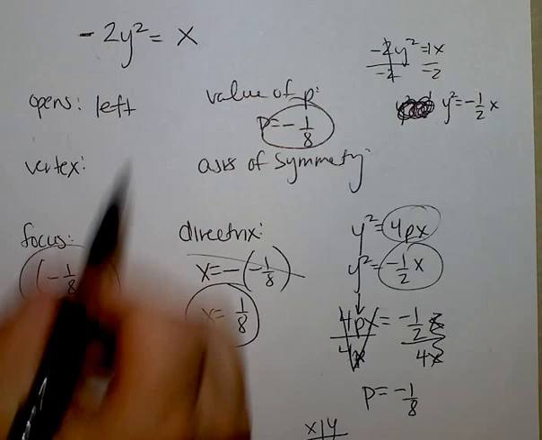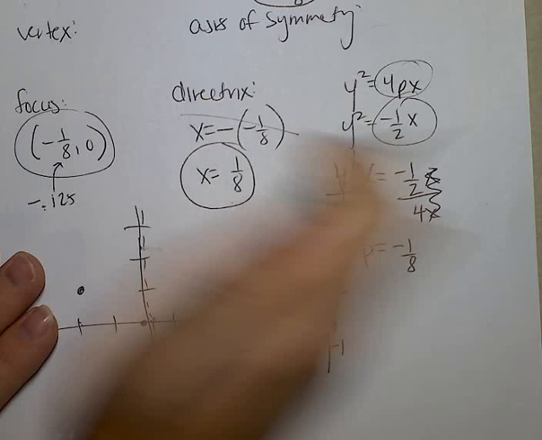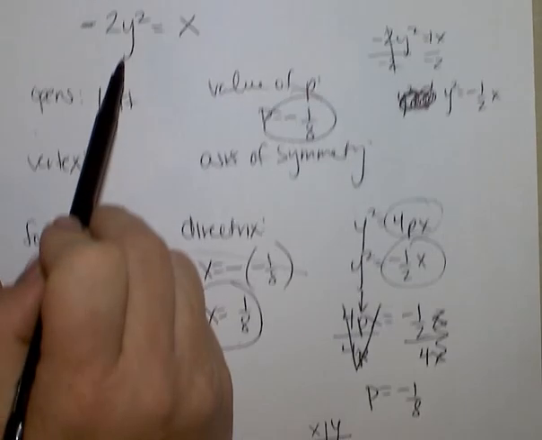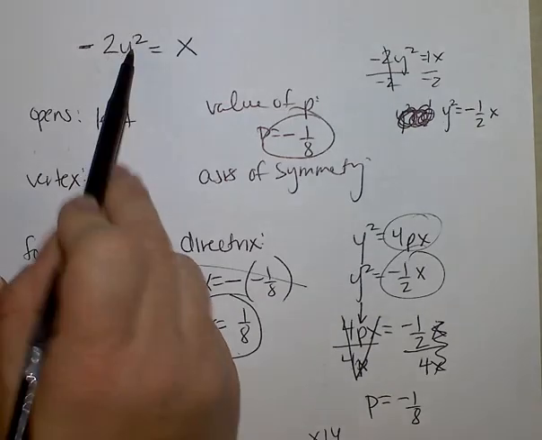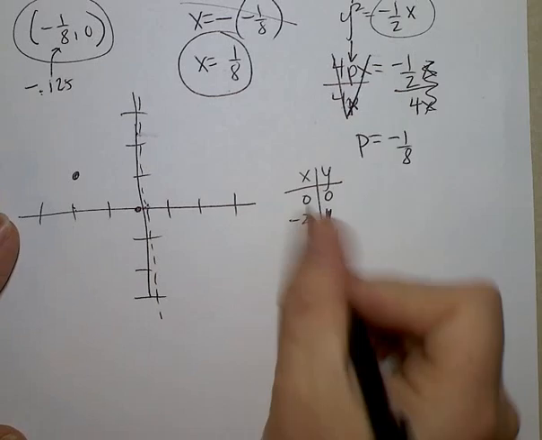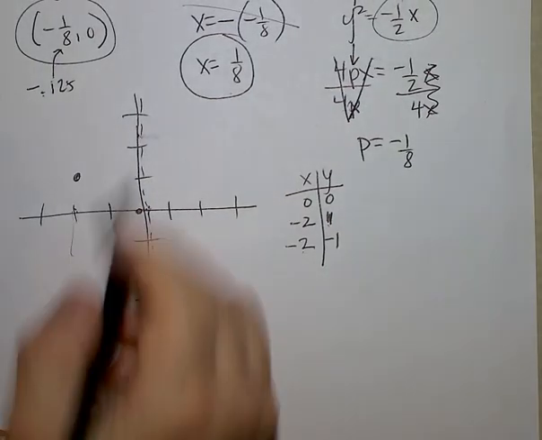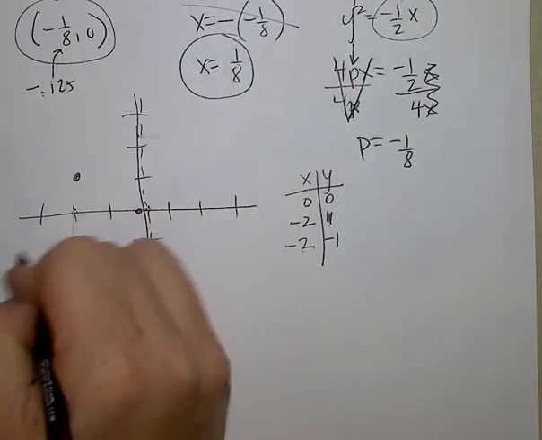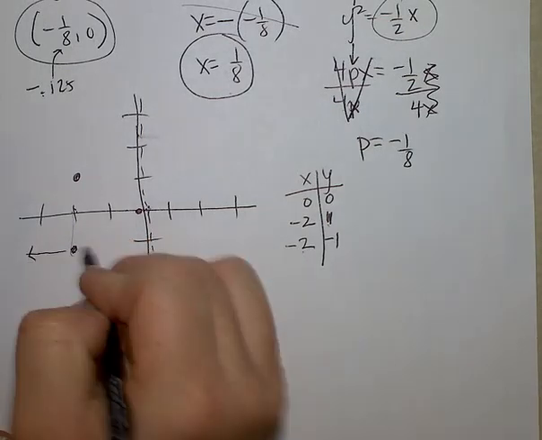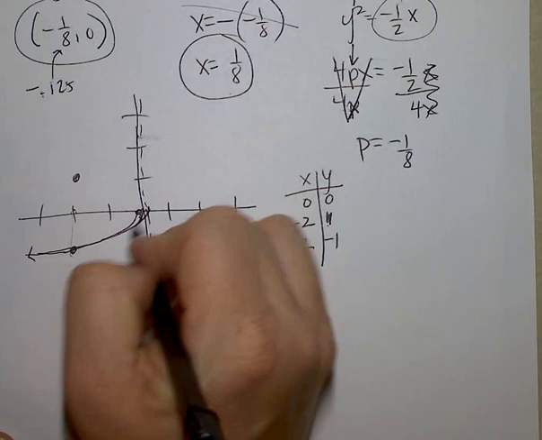Now let's plug in a -1 for the y. -1 squared is +1. 1 times -2 is -2. So I'm going to go over -2 but down 1. All the way here, it should be going to (0, 0).